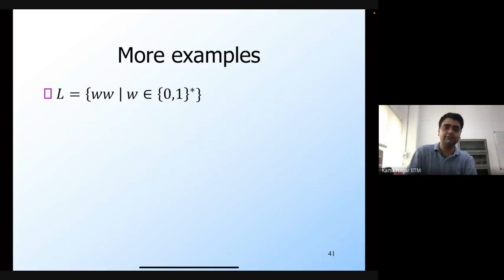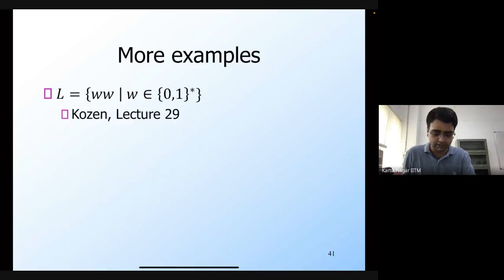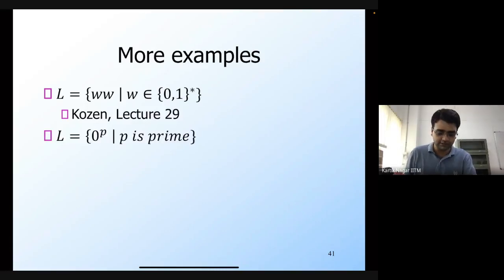So we saw this language WW, where W belongs to 0, 1 star. This is also not a CFL, so you can design a Turing machine for this. Again, this Turing machine is going to be very similar to the a^n b^n c^n one that we saw. This Turing machine is completely described in the textbook, so you can take a look at it.